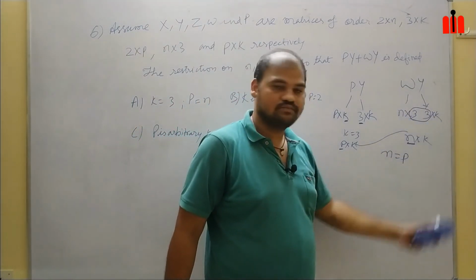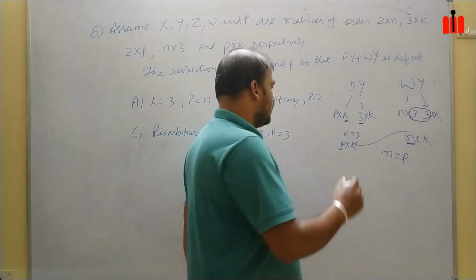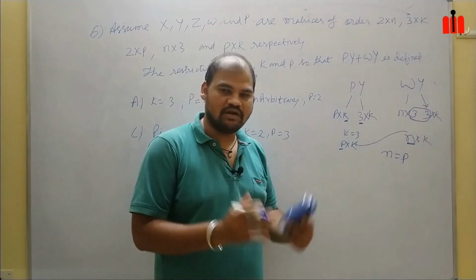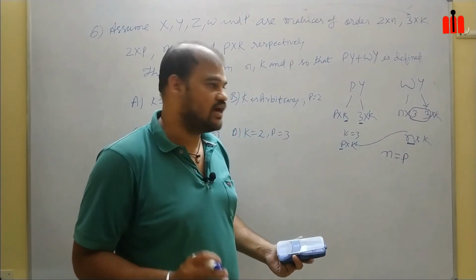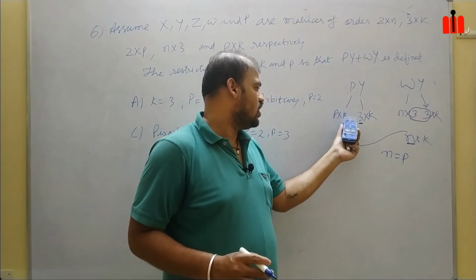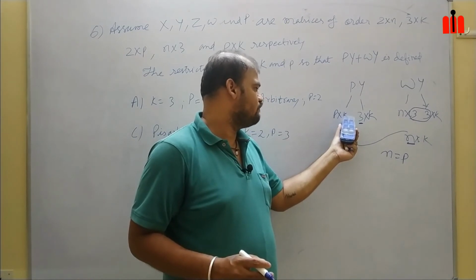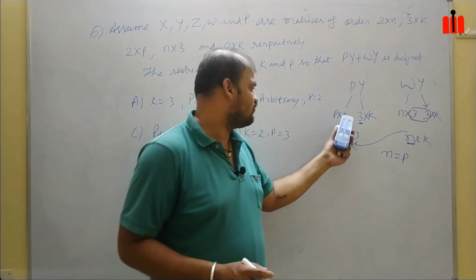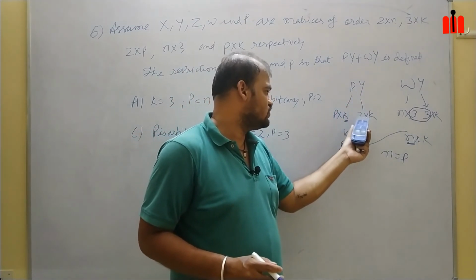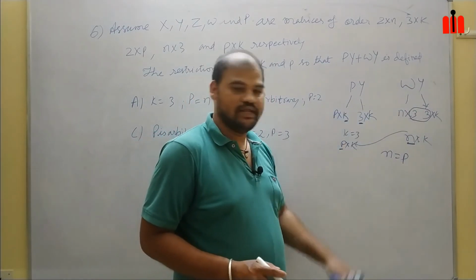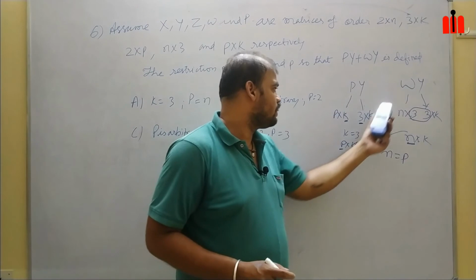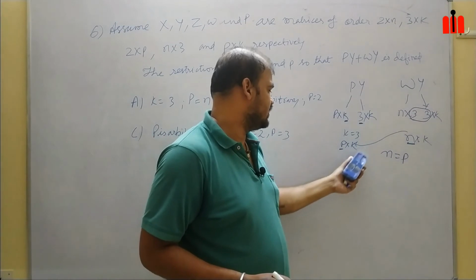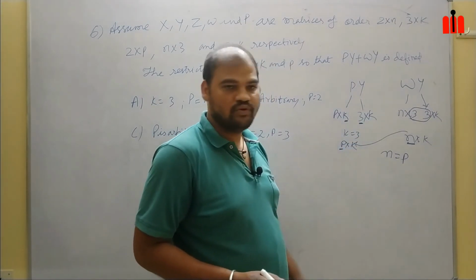Okay, so we first put the orders. After that, for the feasibility of the multiplication of P and Y, the number of columns of P should be equal to the number of rows of Y. So the number of columns is K for P and the number of rows will be 3 for Y. So K equals 3, right? Now what will be the resultant matrix, the order of PY? It is P into K.